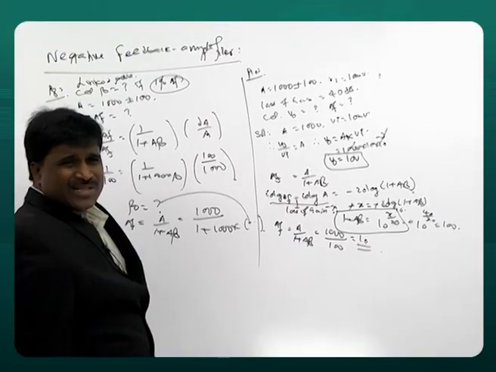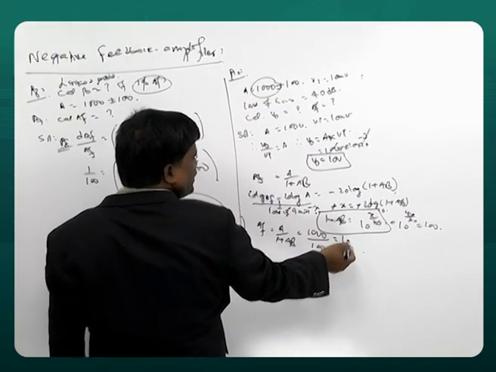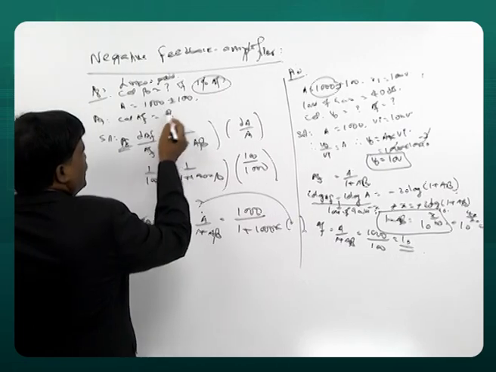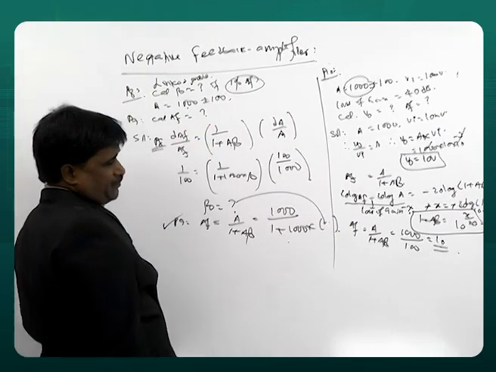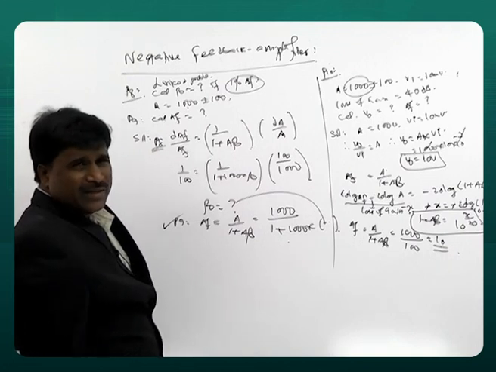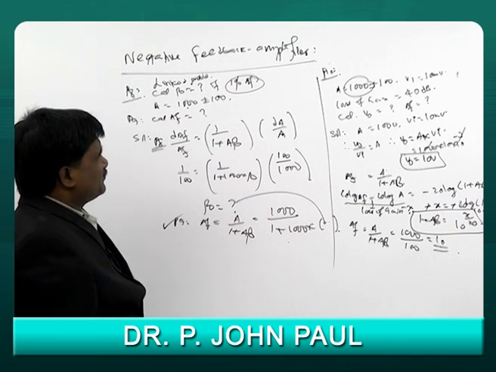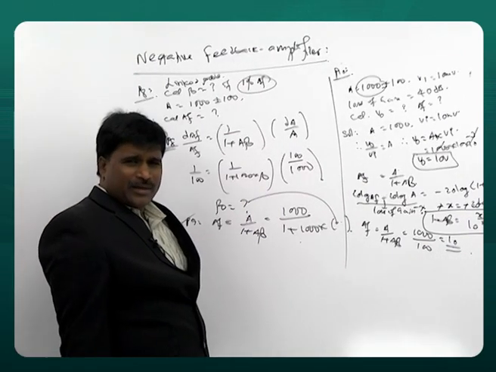So you can drastically understand gain is decreased from 1000 to 10 but stable. Similarly here also gain is decreased from 1000 to this. So that's why I've been telling gain is decreased but there is a stability. That's the end of negative feedback amplifiers.